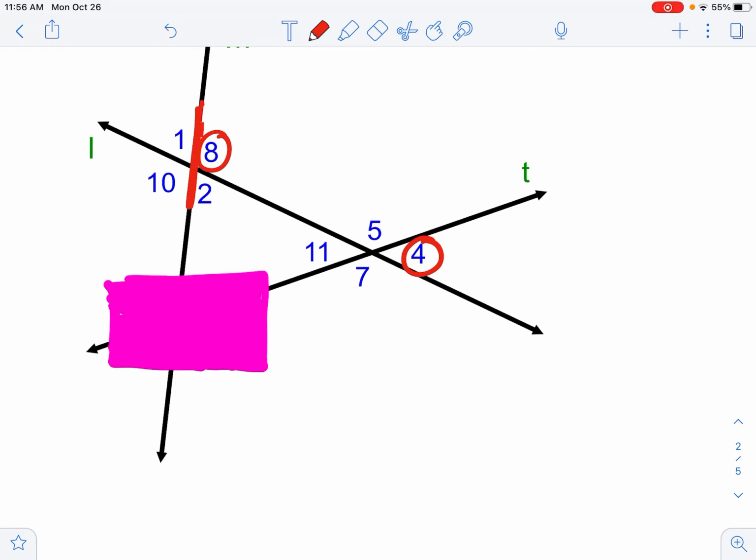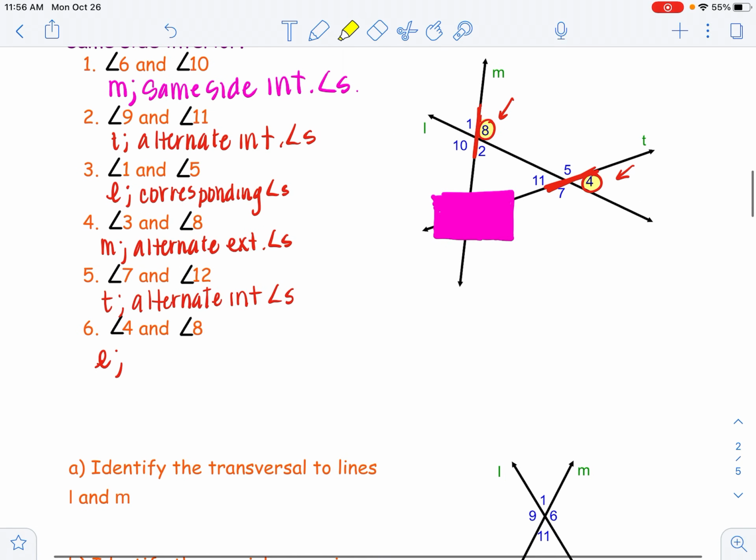Okay, so if you look, here's my double lines. And one is on the interior, one's on the inside, one's on the outside. So it's not going to be interior or exterior or anything. So now I want to look to see if they're corresponding. This is the upper right-hand corner. This is the upper right-hand corner. So they are corresponding angles.